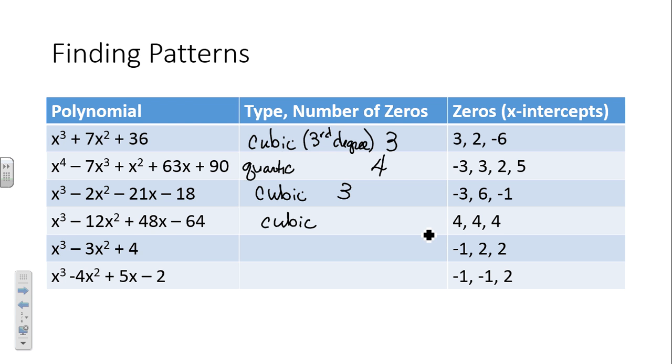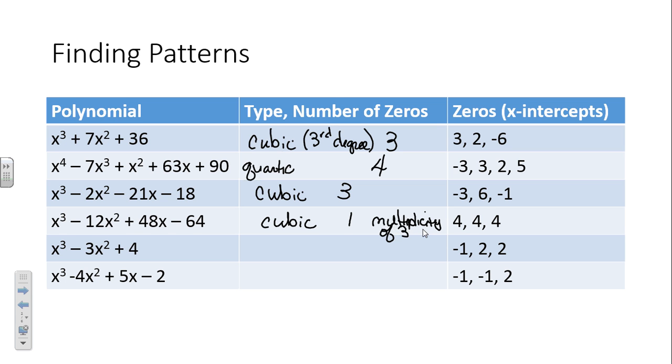I would say 1. But what happens? Yeah, it happens more than once, right? So we have a 1 with a multiplicity of 3. We have 1 in there 3 times. Okay? So it's 1, but it happens more than once. 1 zero occurring 3 times over. Okay? Next one.